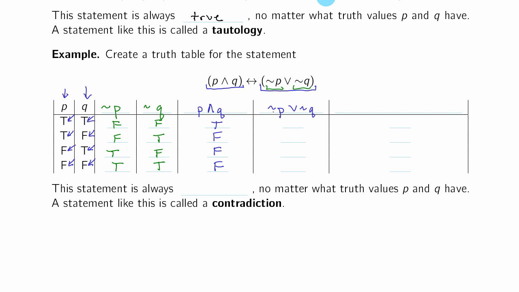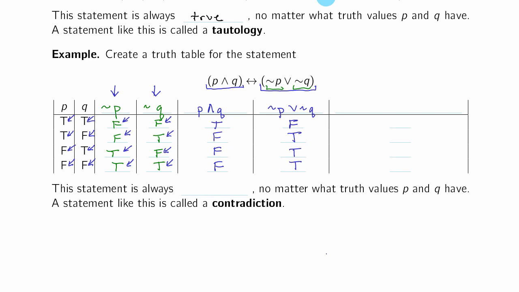For the next column, we have not P or not Q. So we want to do or to the not P column and the not Q column. So false or false, that's false, right? For or, at least one of them needs to be true. False or true, that's true. True or false, that's true. And true or true, that's also true.